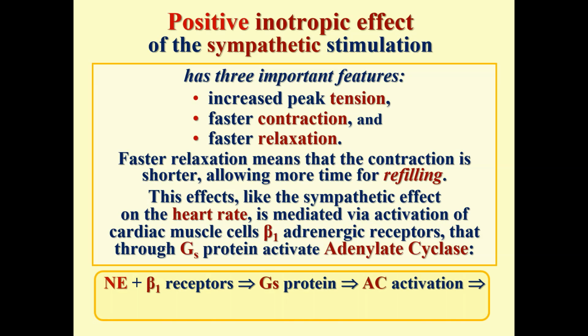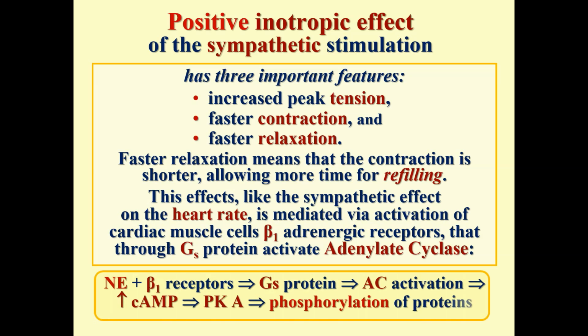Activated adenylate cyclase produces cyclic AMP with a great increase of the concentration of cyclic AMP molecules. Each 4 cyclic AMP molecules activate one protein kinase A molecule, so that we have numerous active molecules of protein kinase A which actively phosphorylate proteins. But which proteins?